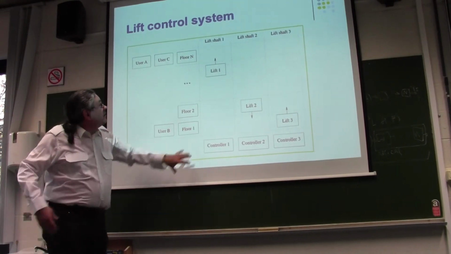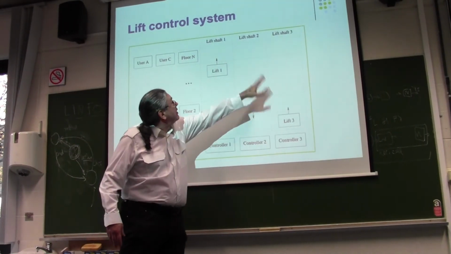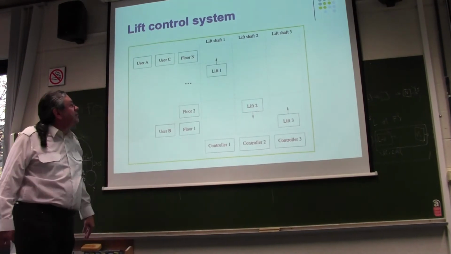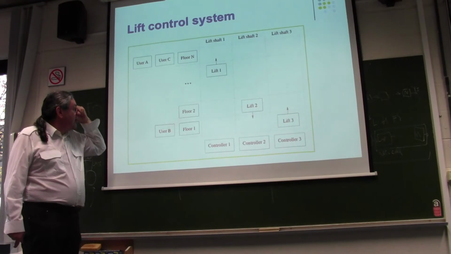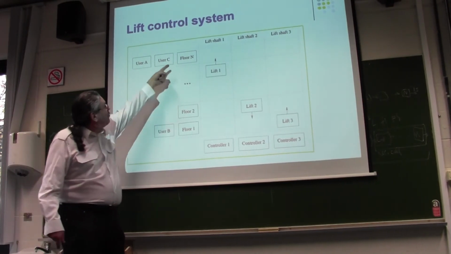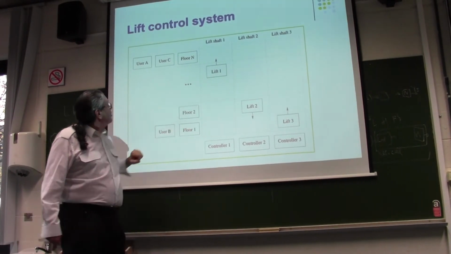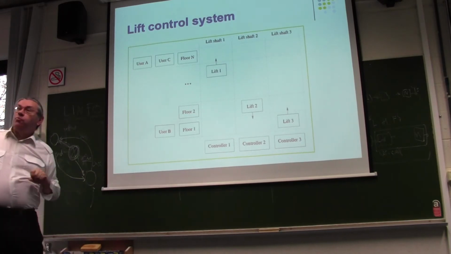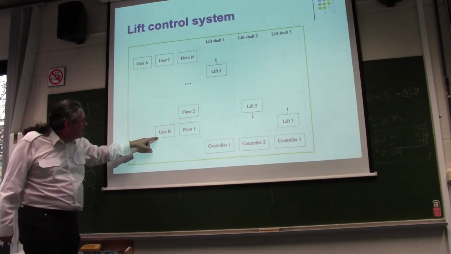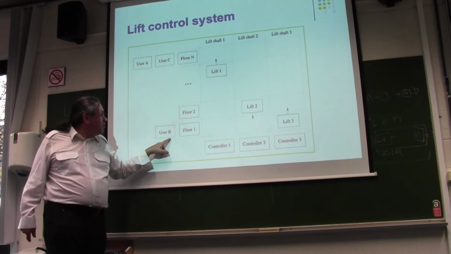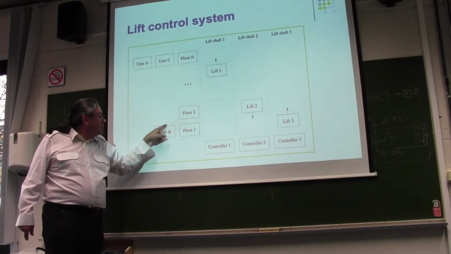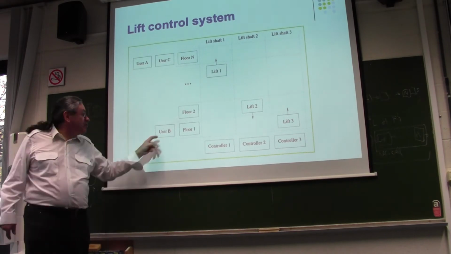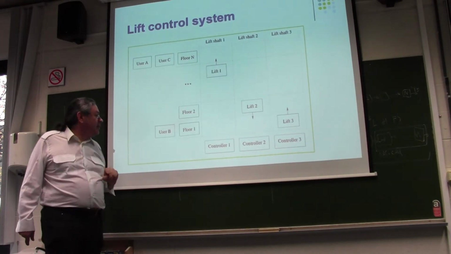So we have lift shafts. There are 3 here. This is a hotel with 3 lifts. Each of the boxes is an agent. We have floors. There are n floors here, and each floor is also an agent. We have users, which are the humans. We're not going to implement the inside of the human, but the human can send messages, press buttons.